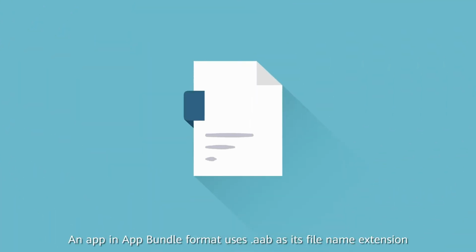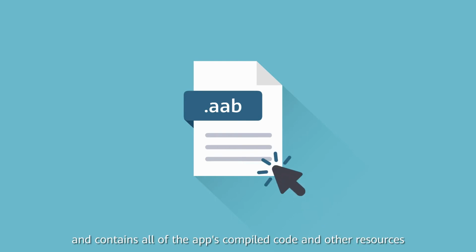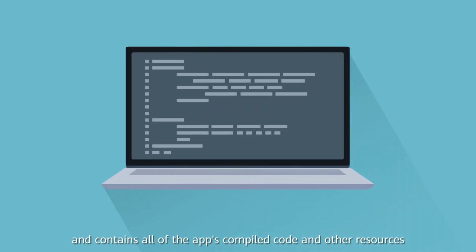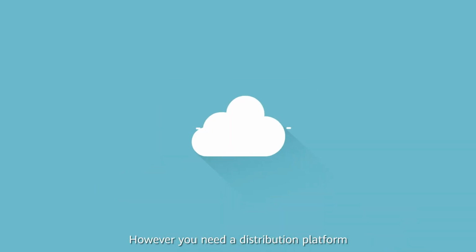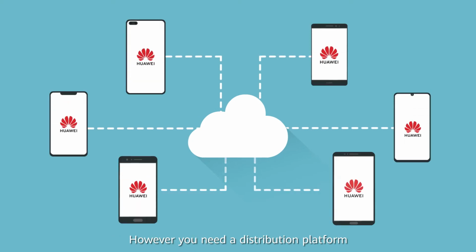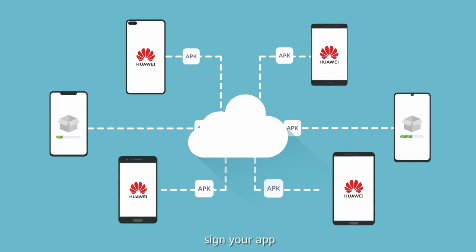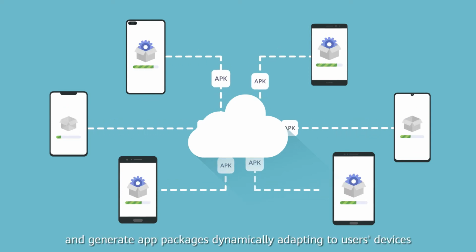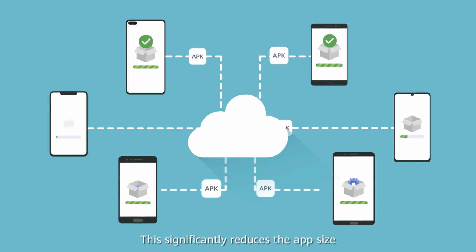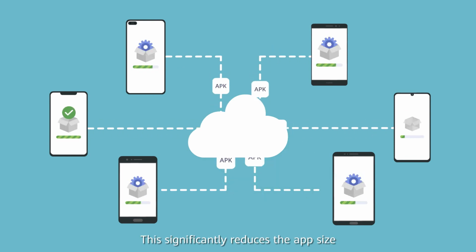An app in App Bundle format uses .aab as its file name extension and contains all of the app's compiled code and other resources. However, you need a distribution platform to compile and generate APKs, sign your app, and generate app packages dynamically adapting to users' devices. This significantly reduces the app size.